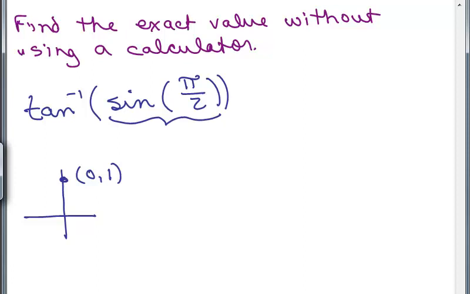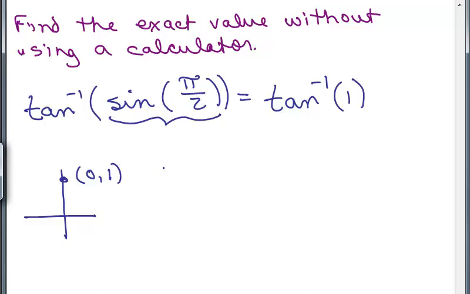Or maybe you've memorized it. So this now becomes tan inverse, or inverse tangent, of 1. Now what does this mean? Arc tangent of 1. It means what real number or angle has a tangent that is positive 1? And remember, arc tangent is in between negative pi over 2 and pi over 2.